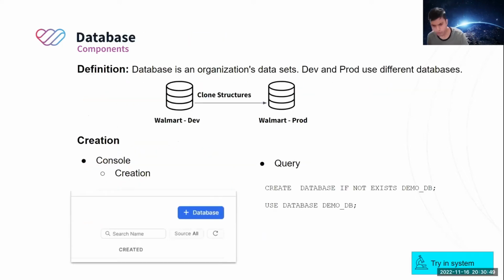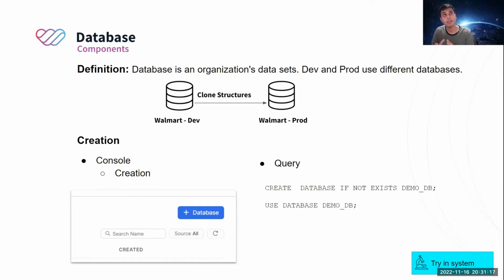Hopefully you will find all those things useful. So the first component of Snowflake, which I think a lot of people already touched on, is a database. A database is basically a place where you keep tables. It's a storage space where you keep tables. And in Snowflake, it's pretty easy to create a database.